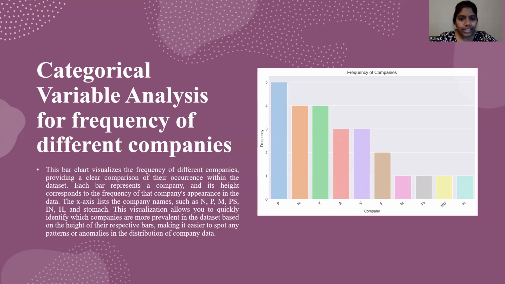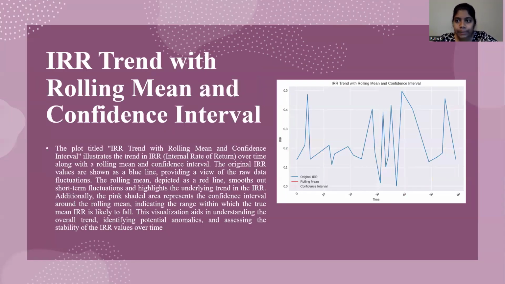This slide represents a bar chart analyzing the frequency of different companies' appearances in a dataset. Each bar represents a company with the height of the bar indicating how often that company appears. The x-axis lists company names like NP, MPS, INH, and Stomach, while the y-axis shows their frequencies. This visualization helps quickly identify which companies are more prevalent, making it easier to spot patterns or anomalies in the data distribution. Next slide, please.